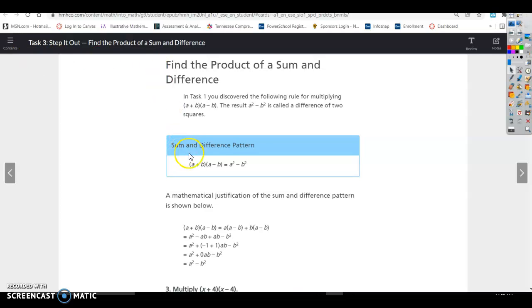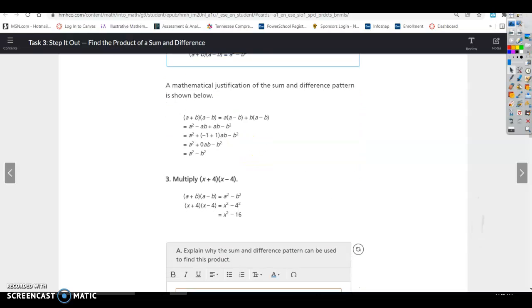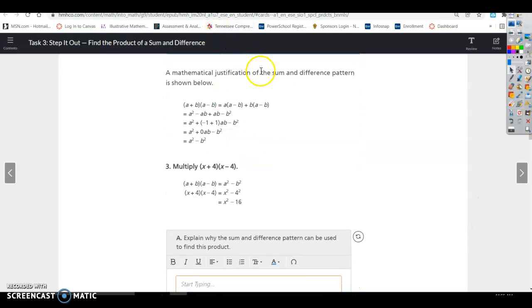So when you have a sum and difference pattern, you've got a plus b times a minus b. That equals a squared minus b squared. Again, that's called the difference of two squares. A mathematical justification of the sum and difference pattern is shown below.